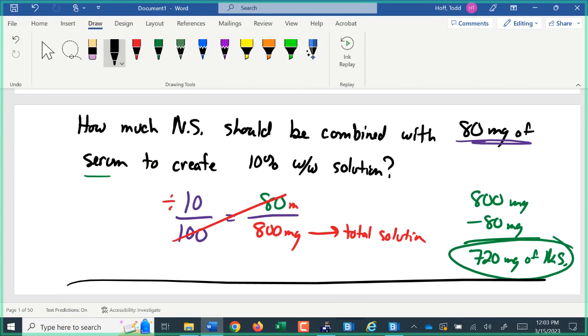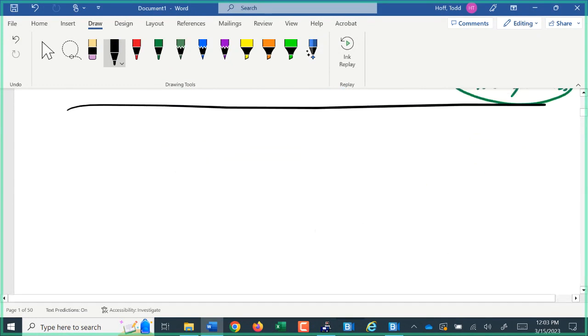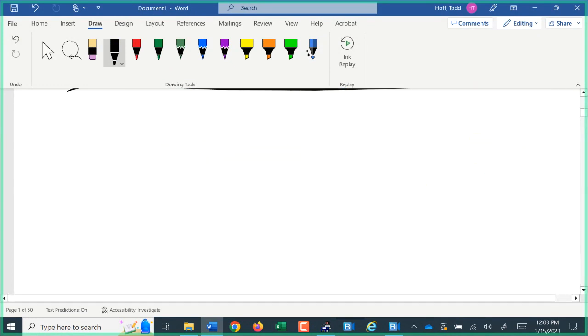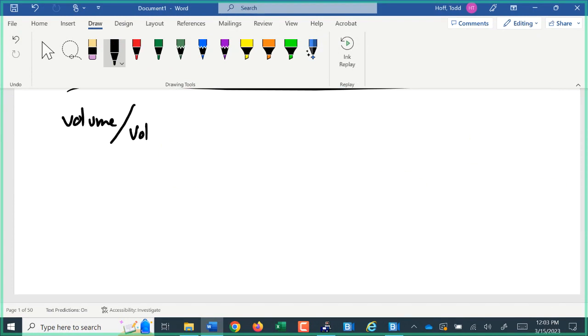Everything adds up. Well, the next thing to talk about is volume in volume solution, or abbreviated V/V. So again, the first volume is the amount of serum. Second volume is the total solution. Now remember here, we have to be careful because volumes may not be additive.